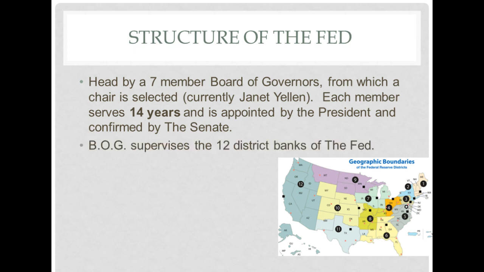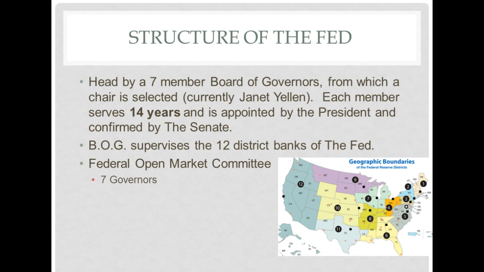There's also, this gets a little tricky, 12 other banks that are supervised by this board of governors. And each of the 12 banks has its own district in the country. And you can see a little map there of each of the Federal Reserve districts in the country. There's also something called the Federal Open Market Committee, which we'll get to as we go along.